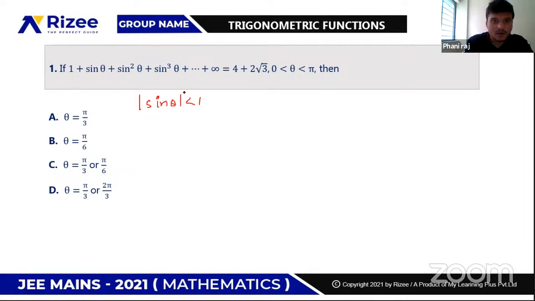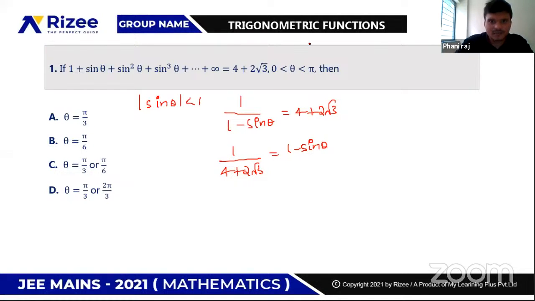So you can directly use the standard formula which we have. What is the standard sum of an infinite GP? It's a by 1 minus r. So it's 1 by 1 minus sine theta equal to 4 plus 2 root 3. Taking the reciprocal, what do you get? 1 by 4 plus 2 root 3 equal to 1 minus sine theta. We'll try to rationalize this. What do you get when you rationalize this?